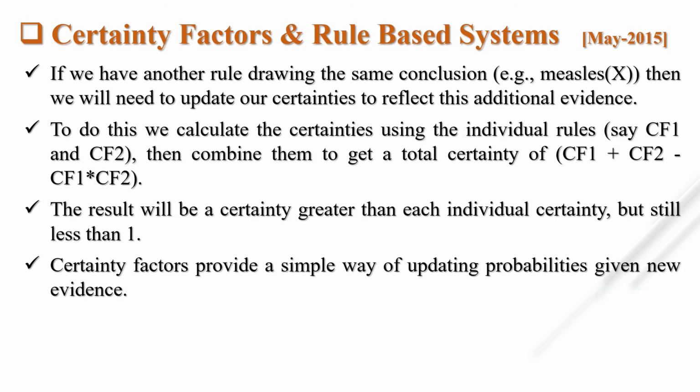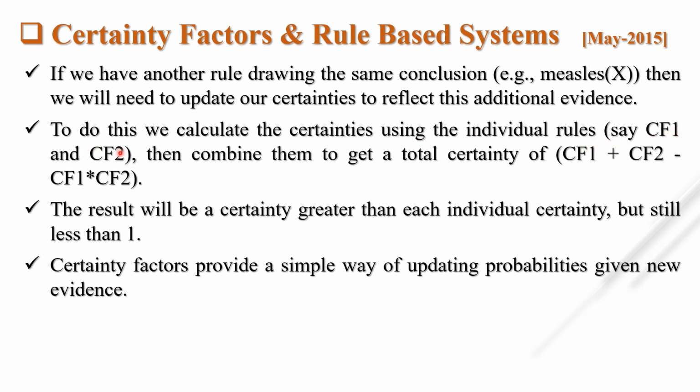If we have another rule, from now what we have is only that Fred has a spot and Fred has a fever. That is what we know until now. If we have another rule drawing that same conclusion, for example that Fred has measles, Fred is infected with measles, then we will need to update our certainties to reflect this additional evidence. That is known as certainty factor. We can update the certainties of facts that we already have in the existing probability.